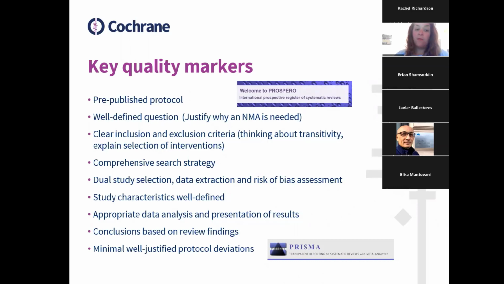And then basing the conclusions on the review findings. Again, that's no different to a standard intervention review, but you've just got more interventions to consider. And minimal well-justified protocol deviations. And in Cochrane reviews, we include this in the differences between protocol and review section. And again, this is no difference really to standard intervention reviews. And there is a PRISMA extension to network meta-analysis as well. So following PRISMA for network meta-analysis is important.